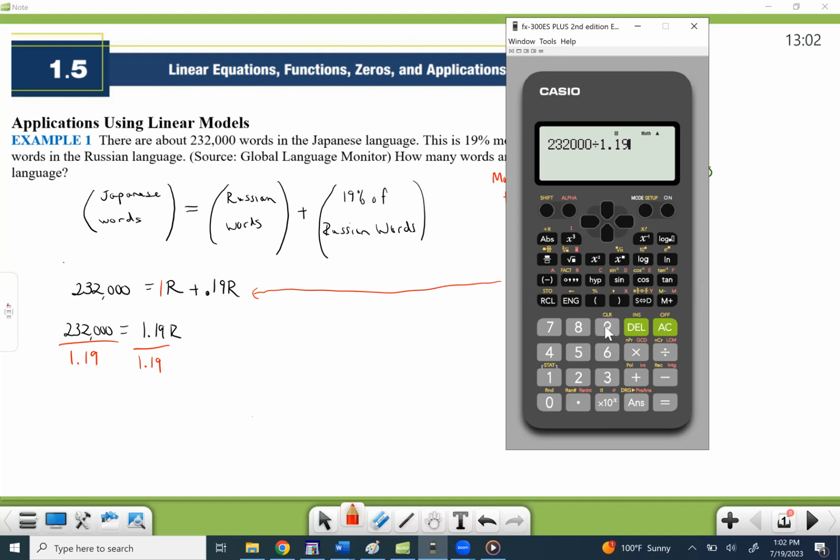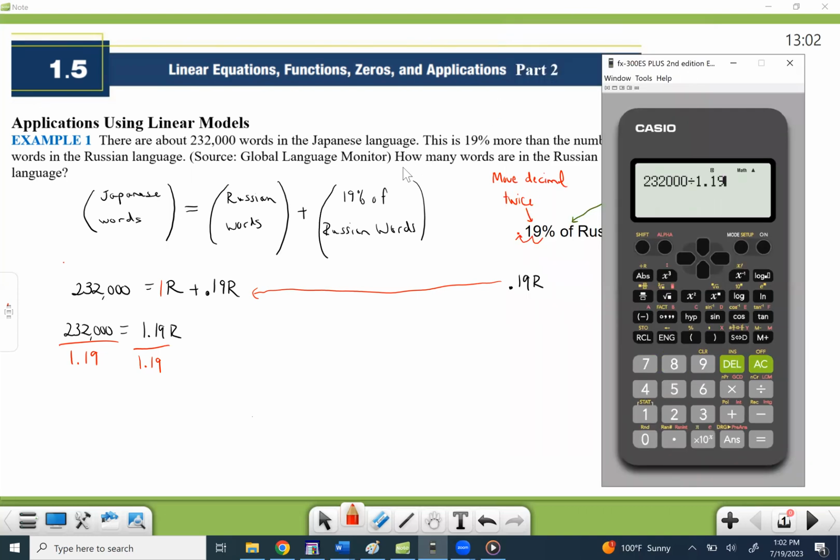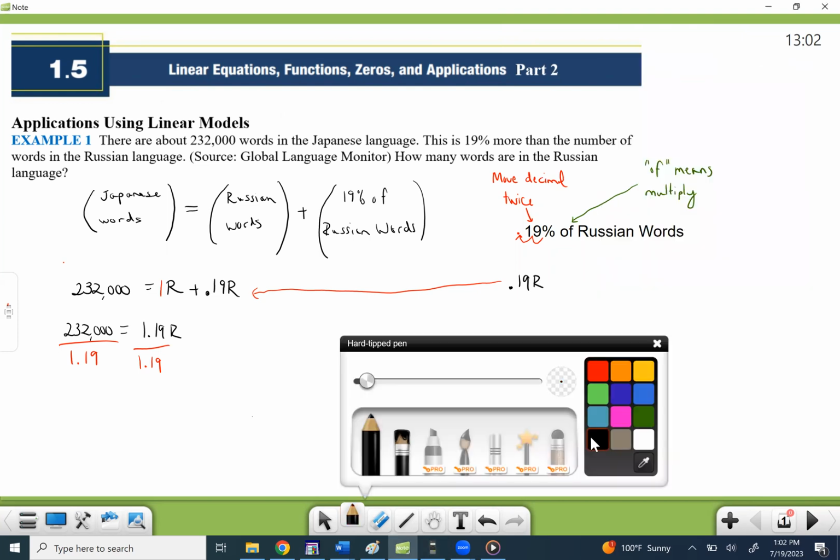1.19. Before I hit equals, you better tell me, am I expecting a bigger number or a smaller number? I'm finding the Russian, right? The Russian words, are they more than the Japanese words or are they less than the Japanese words? I'm expecting a number less because aren't the Japanese words 19% more than the Russian words? So the Russian words better be less than 232,000. Cool. I think we did get something less.